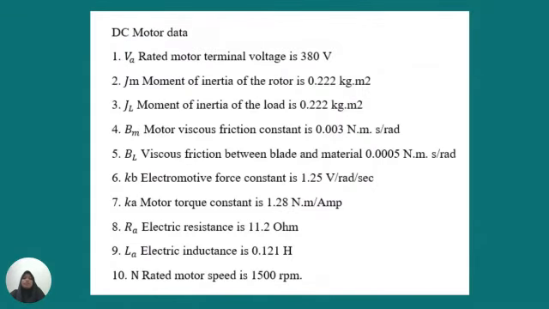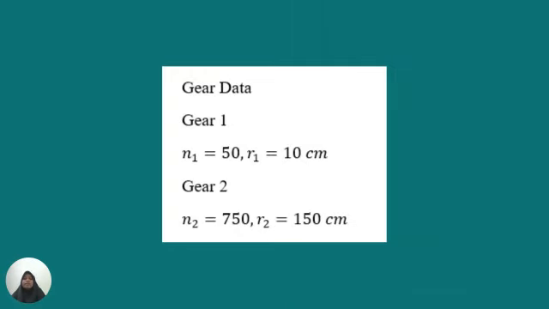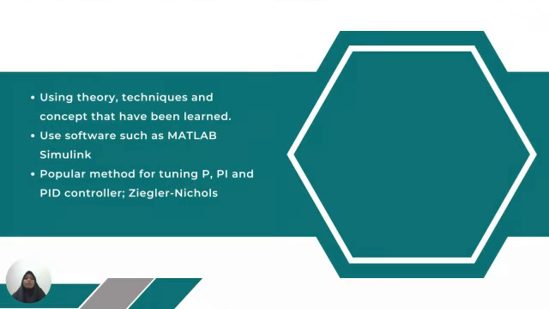And this one is the DC motor data given for the Siemens mixer. And one more is the gear data. From all the data given, we have to use our theory, techniques, and concepts that have been learned in control system. And we have to use software such as MATLAB Simulink to create the block diagram. And also we have the popular method for tuning PI and PID controllers, which is Ziegler-Nichols, to do all the implementation.